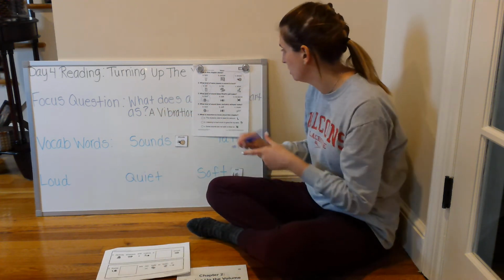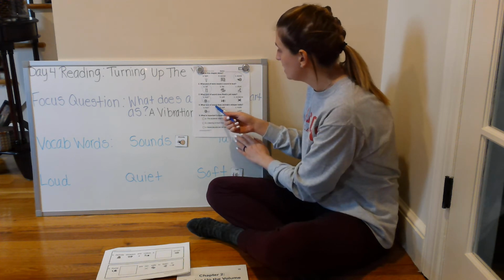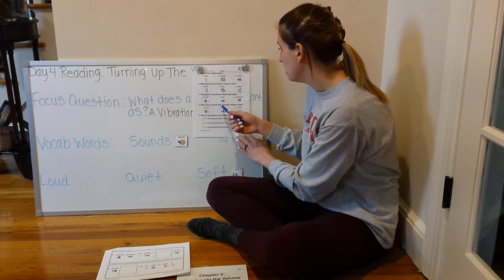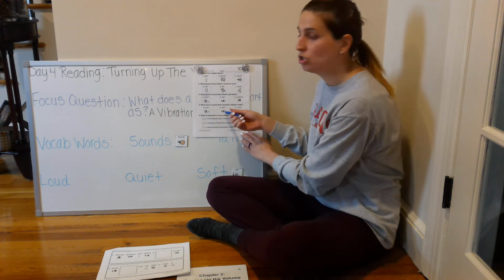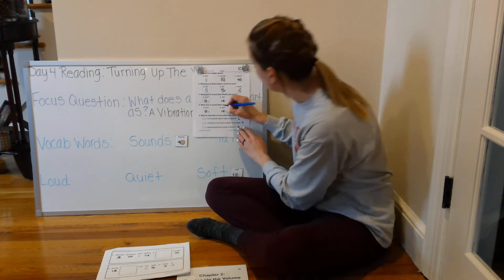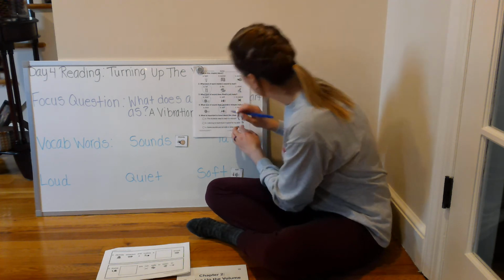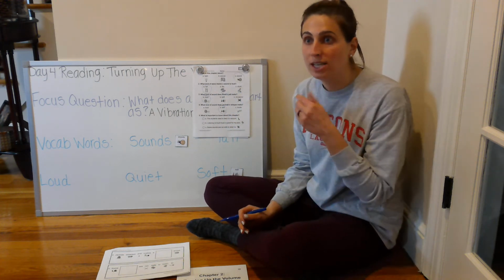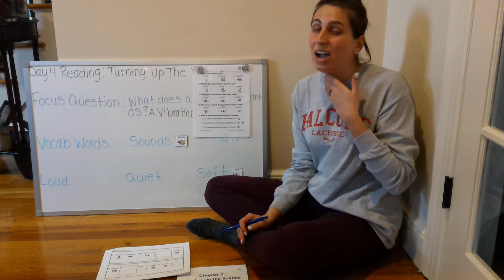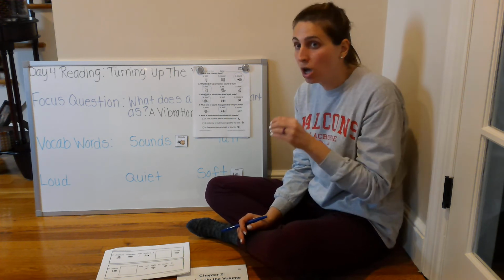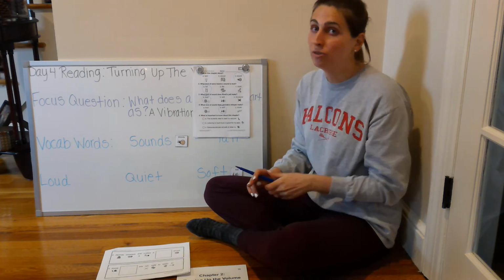Number 4. What kind of sound does Jacinda's whisper make? A loud, a soft, or music? The correct answer is soft. Remember, a whisper is a soft sound because when you whisper, your throat only vibrates a little bit. So the softer you talk, the softer your voice is.